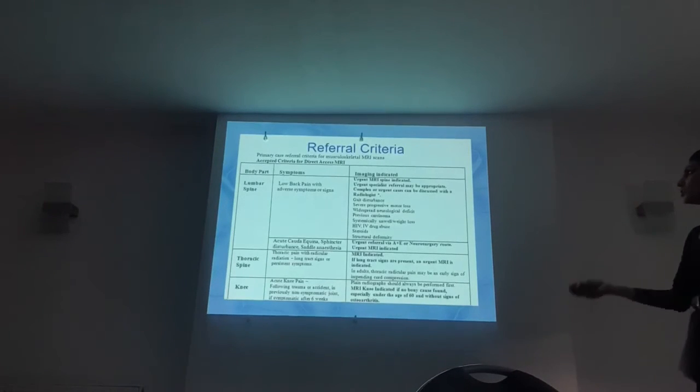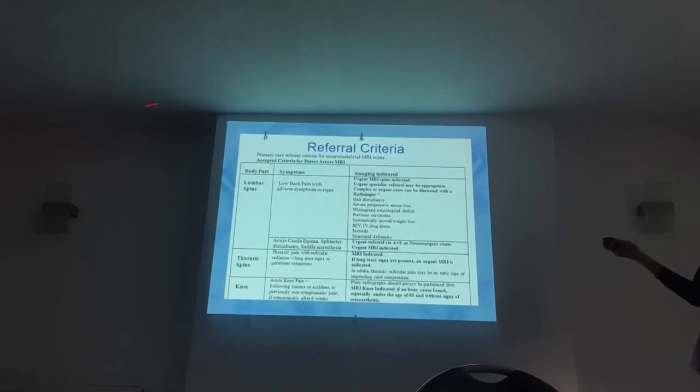Okay, so just to give you a quick guideline as to what sort of protocols you may see in the primary care sector. You have your body part, so lumbar spine. A patient may have low back pain with some adverse symptoms or signs, or more serious things like cauda equina. This is an urgent MRI referral, either through EME or through the neurosurgery route. But it could just be a standard MRI if it's chronic low back pain. If they've got other red flag symptoms, then you may have to think about referring them for an urgent MRI.